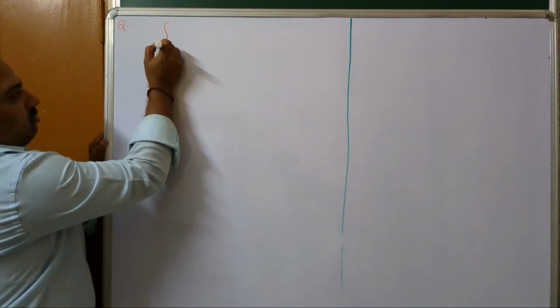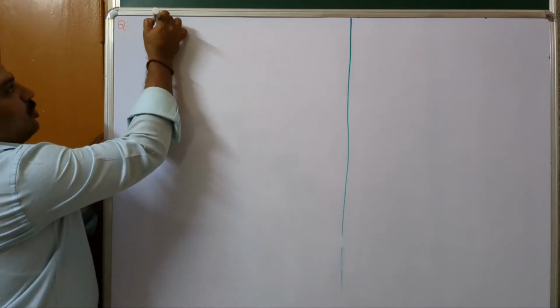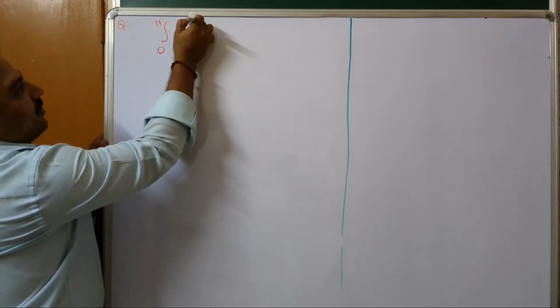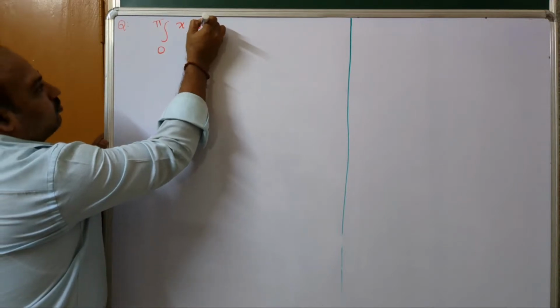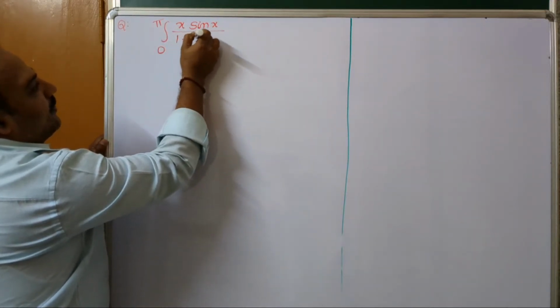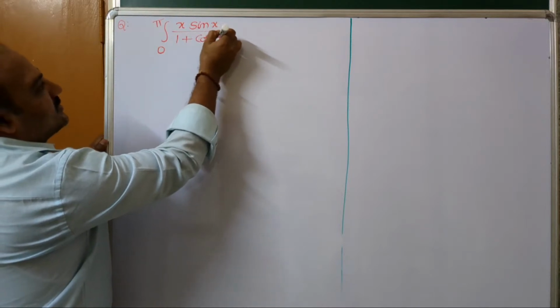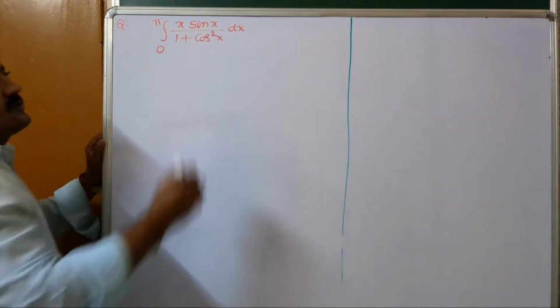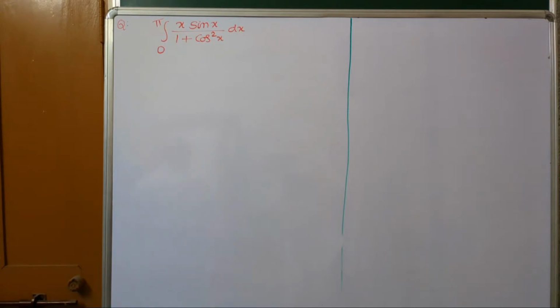Evaluate integral 0 to pi x sin x by 1 plus cos square x into dx. Very, very important for 7 marks. We can expect it in the coming public examination, dear students.